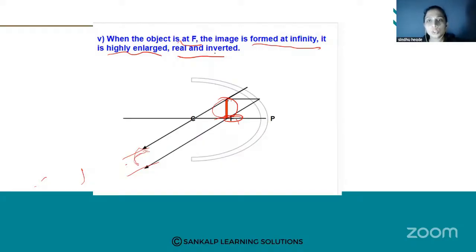Okay, students, in all points, one common thing is there. What is that?